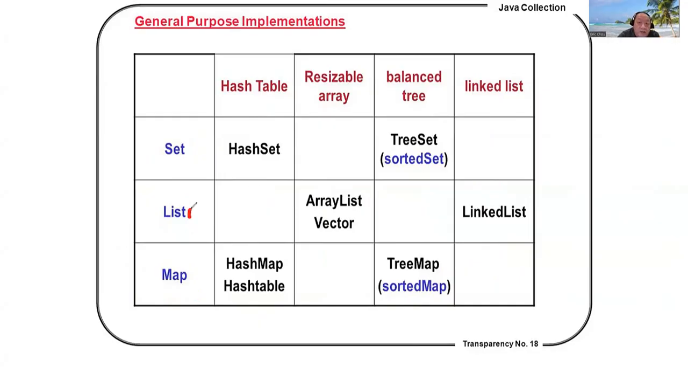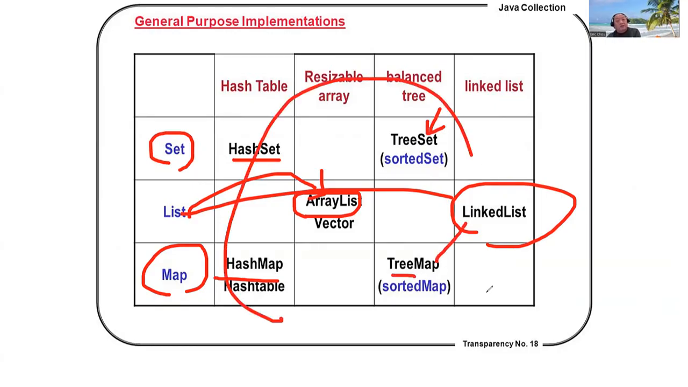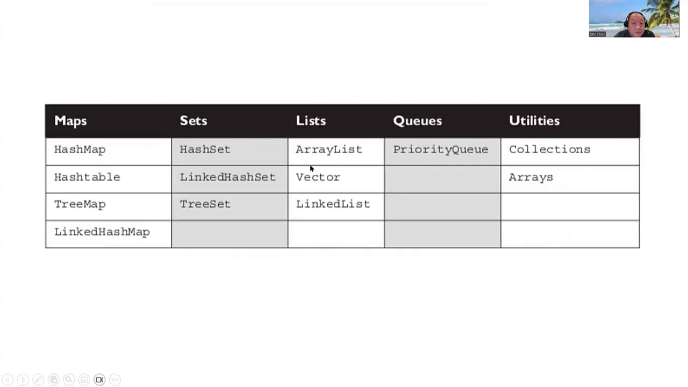A list made of an array is called an array list. A list made of a linked list is called a linked list. A set made of a hash table is called a hash set. A map made of a hash table is called a hash map. A set made of a tree structure is called a tree set. A map made of a tree structure is called a tree map. We will cover the differences later. Right now we cover only these, and later we will go into more of the data collections.